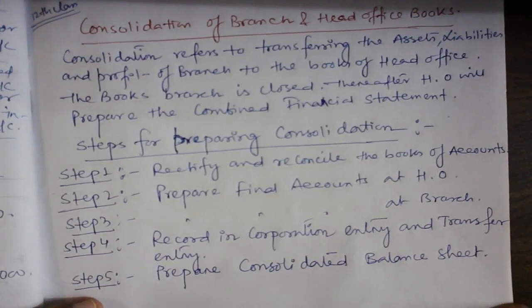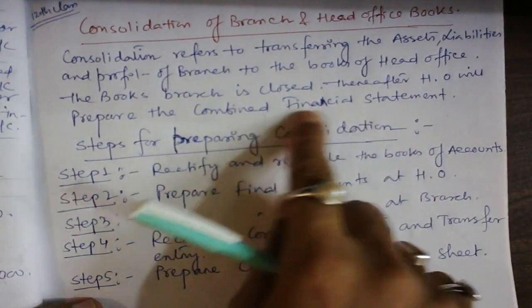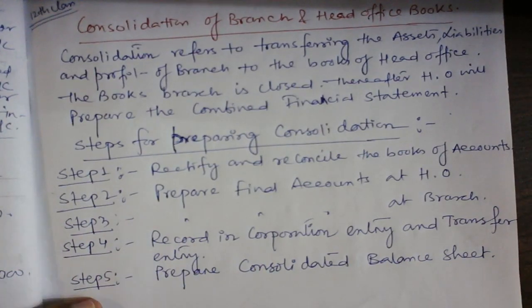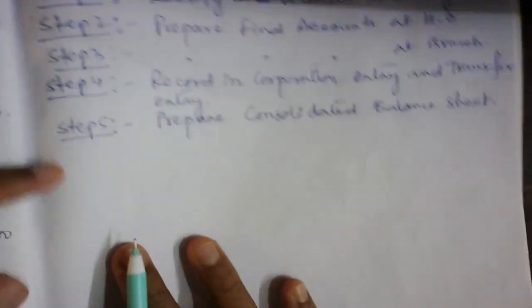So we can write consolidated balance sheet. You can also see consolidated financial statement written, but it is actually applicable mainly for holding and subsidiaries, not for normal companies. So let's prepare it and try to understand what journal entries we need to record with respect to the transfer entry.